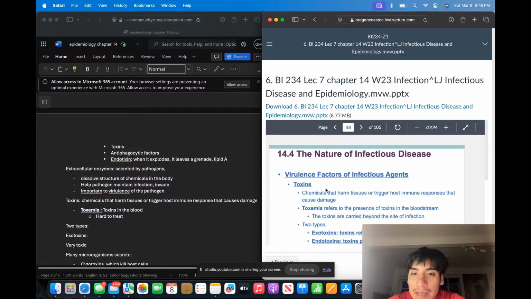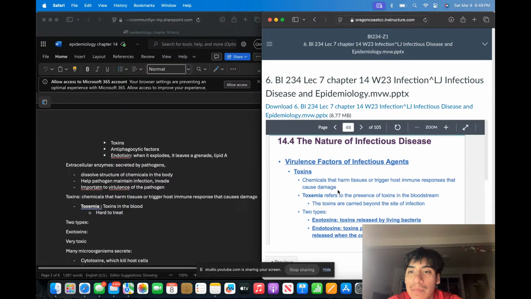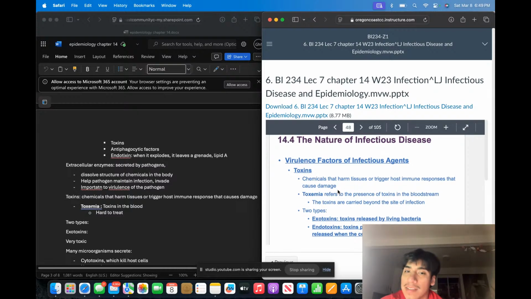All right. So here we go on to toxins, chemicals that harm tissues or trigger a host immune response that causes damage. So an extreme stage would be toxemia. Toxemia refers to the presence of toxins in the bloodstream. That's not good because it brings the toxins beyond the site of infection. So there are two types of toxins. I think this is definitely important to know.